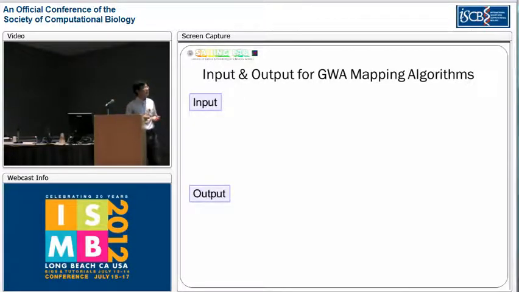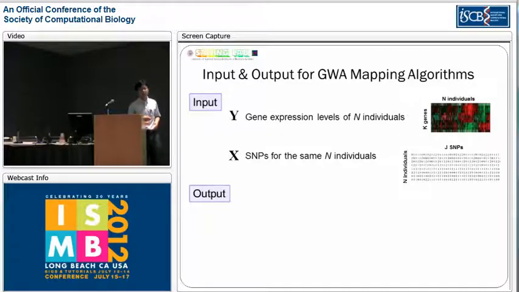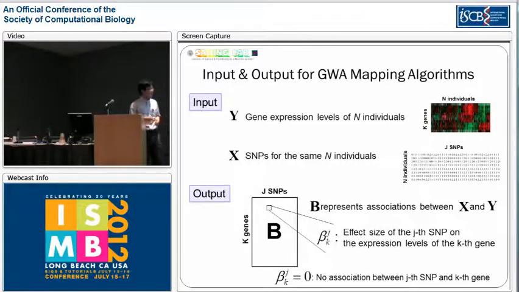Let me start with the input and output for GWA mapping algorithms. For the input, we need two sets of matrices. The first matrix is gene expression levels of n individuals. And the second matrix is the SNPs for the same n individuals. And here are the examples of the Y and X. And the output of the algorithms is going to be this matrix B, which represents the associations between SNP matrix X and gene expression matrix Y.